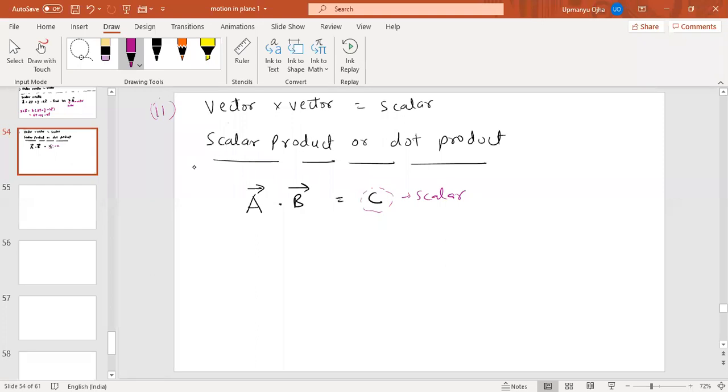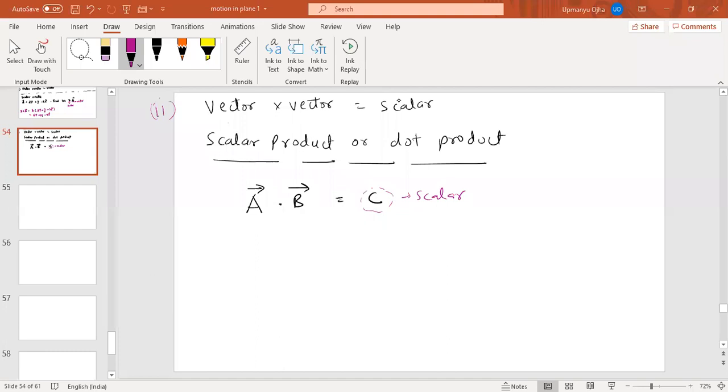So a vector dot b vector equals c. This is known as dot product. The answer c will have no direction. It will only have the magnitude. So when you multiply two vectors and you get only the magnitude, that type of multiplication is known as scalar product. A very good example of this is work done.